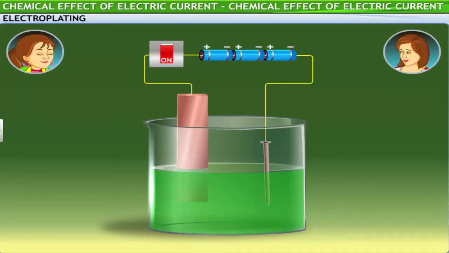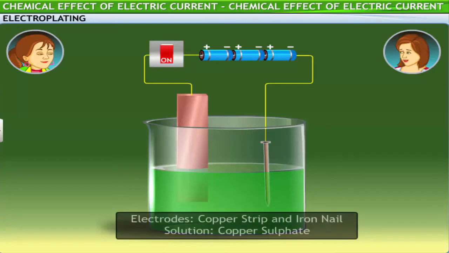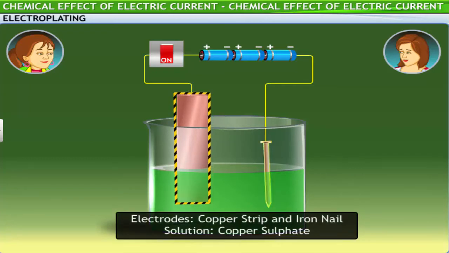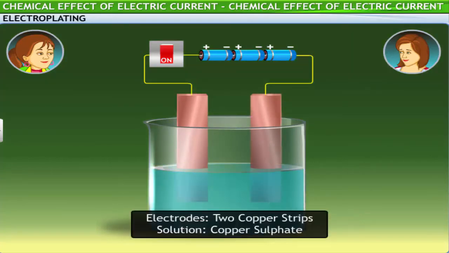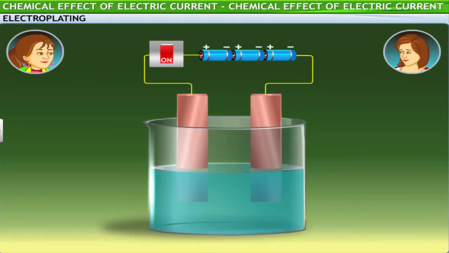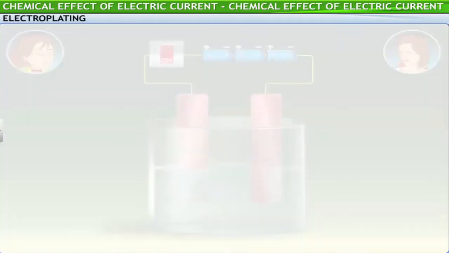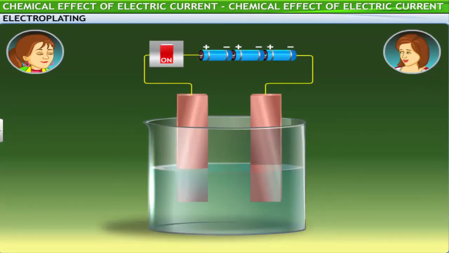Let's try to resolve this confusion. We used a copper strip and an iron nail in copper sulfate solution. Let's see what happens if we replace the iron nail with another copper strip. Take out the strips out of the solution and see. What do you observe? I can see that one copper strip is slightly brighter than the other. Yes, that's what would generally happen.